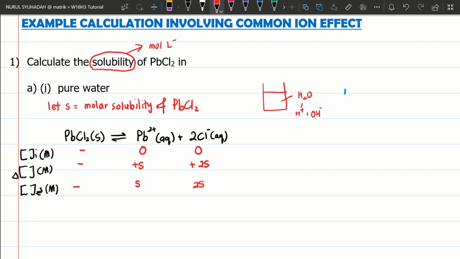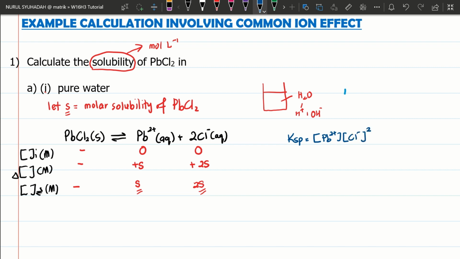So selalunya dekat sini, kita akan stop sampai mol per liter sahaja. Kita nak cari nilai S sebenarnya dekat sini. We want to find what's the value of S here. Okay, so to find the value of S, apa yang kita akan buat? Kita akan gunakan kita punya KSP expression. So KSP equals to concentration of Pb2 plus, and then Cl minus to the power of 2.